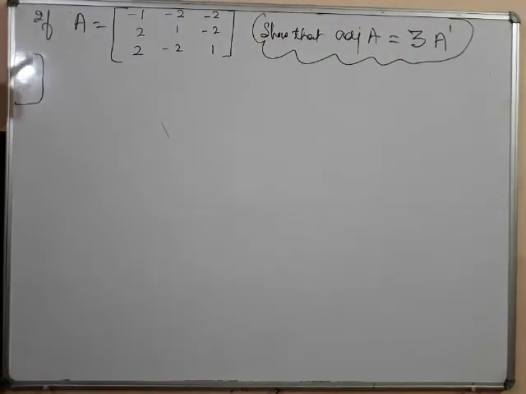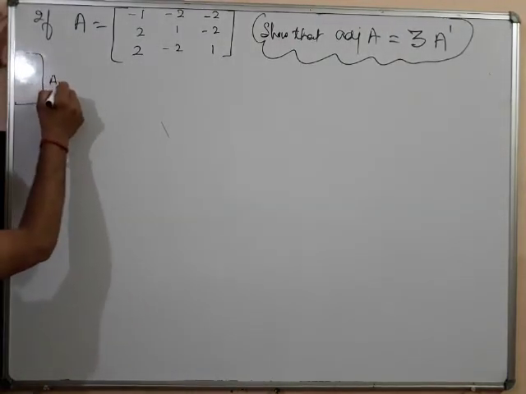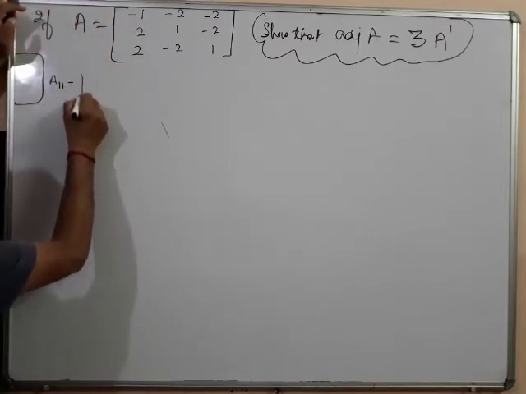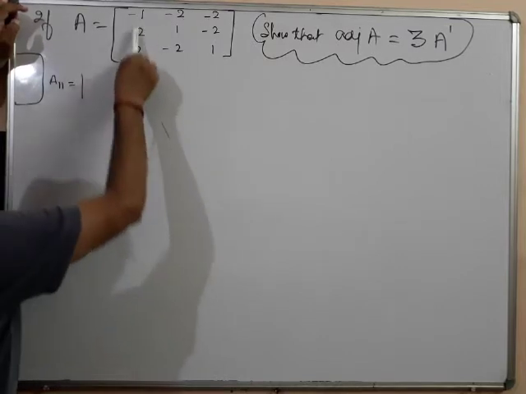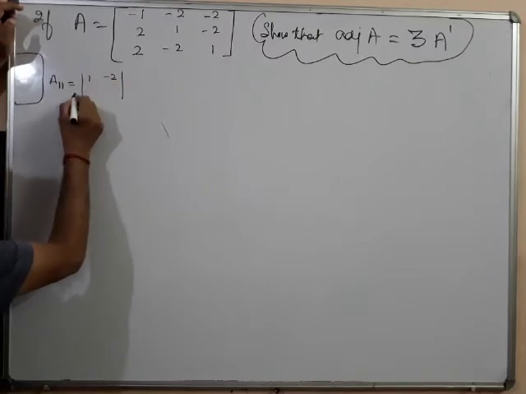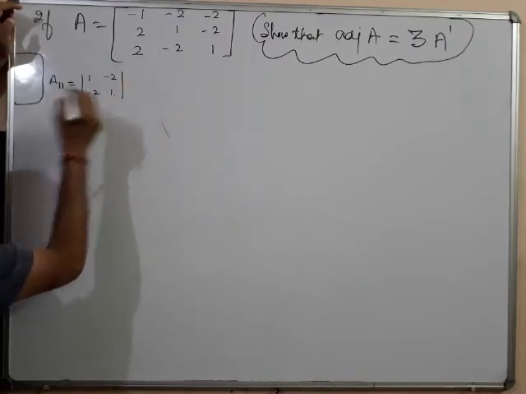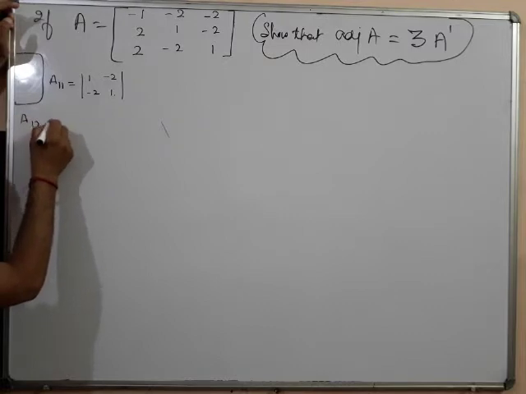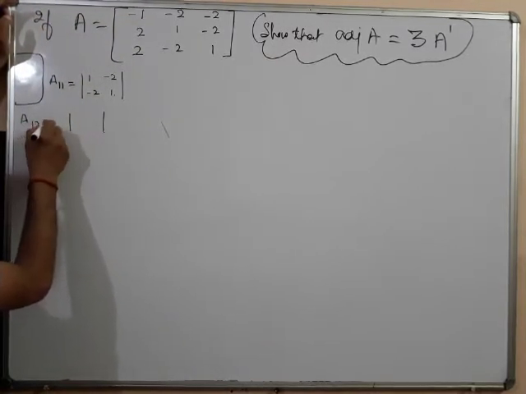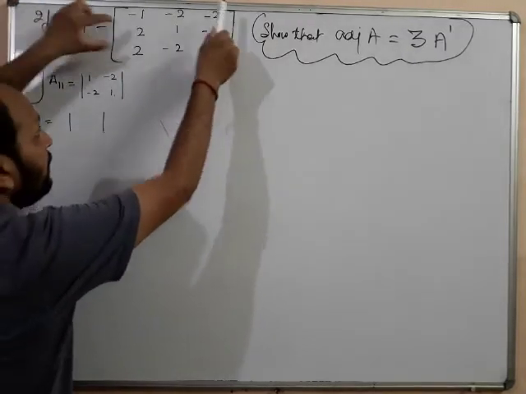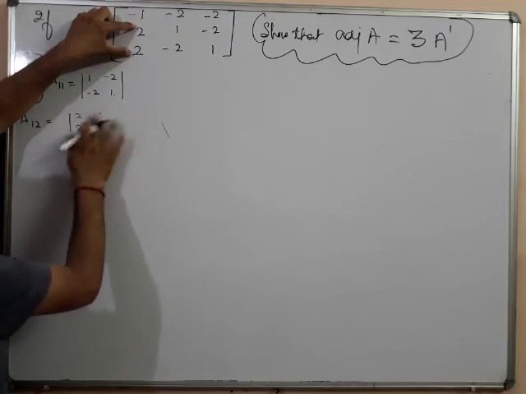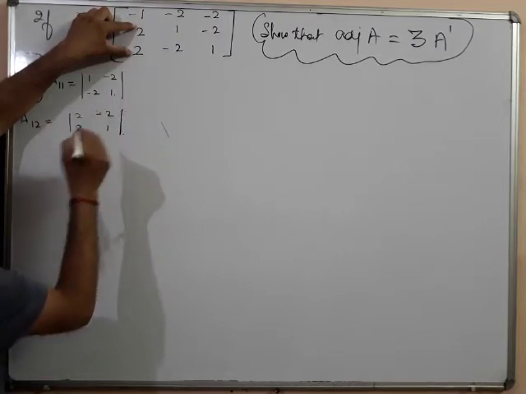Clear? Now what is A11? A11, that will be this, and this will be deleted. What is it? 1 minus 2 and 1. A12, 1 2, that is this, and this row, this column will be deleted, this 2, 2, minus 2 and 1. Clear?